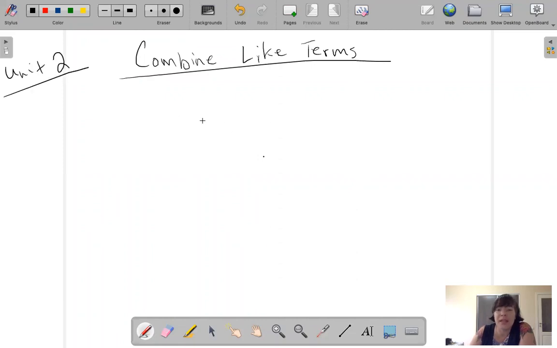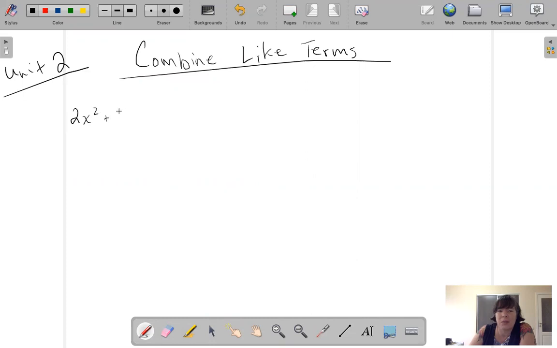Okay, the first thing we're going to do is combine like terms. I already touched on this a little bit in the last unit, and I did that to make it easier for you this unit. So I'm going to write some crazy long thing.